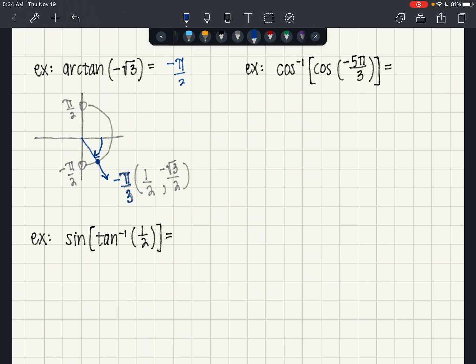So if you got negative pi over 3, give yourself a huge pat on the back, because that means that you really, really got it. If you didn't get negative pi over 3, I just encourage you to go through the practice problems, and with more practice and drawing these half circles, you'll start to really memorize and learn the relationships between the ordered pairs and the angles, and then of course the quadrants.